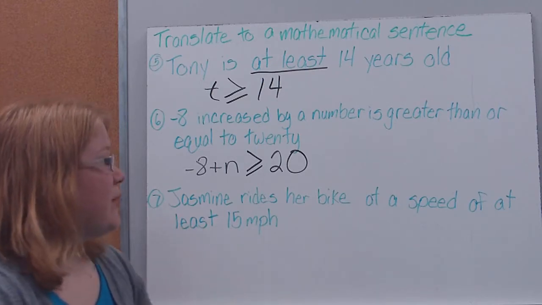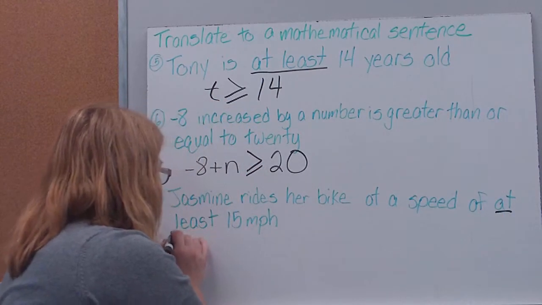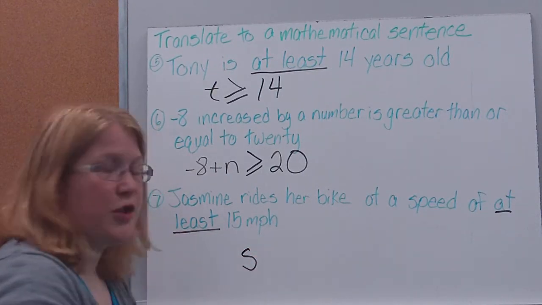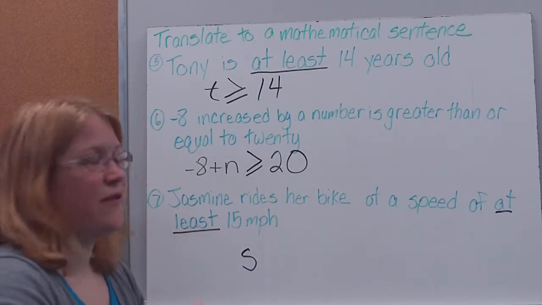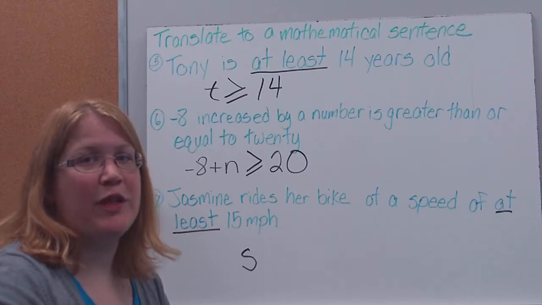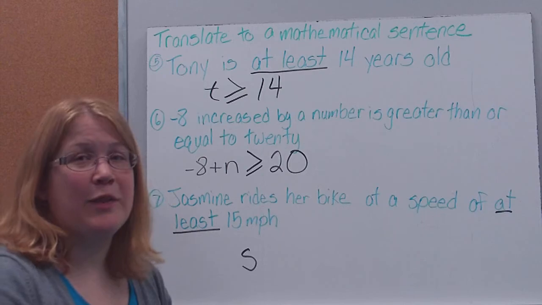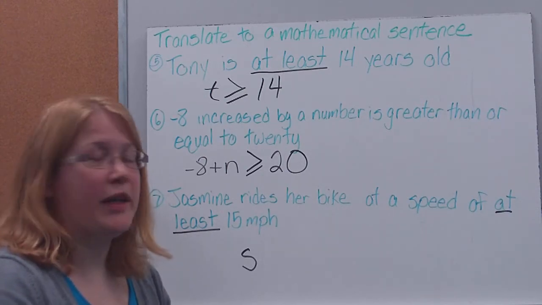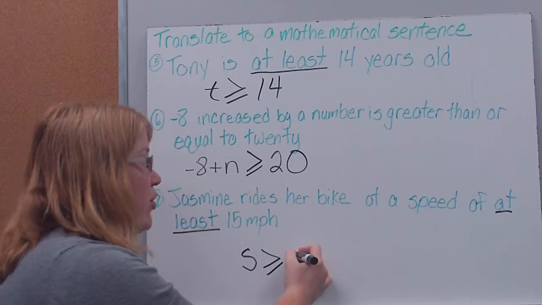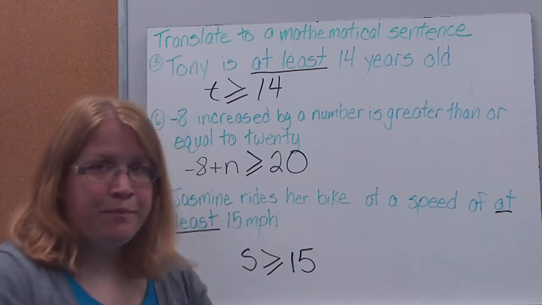All right, here we have Jasmine rides her bike at a speed of at least 15 miles per hour. So we're going to use the variable s for her speed. Her speed is at least 15 miles per hour. That means the very minimum is 15, which means she could be riding it at 16 miles per hour. She could be riding it at 50 miles per hour, although that's pretty amazing biking if she is. So her speed is greater than or equal to the 15 miles per hour.